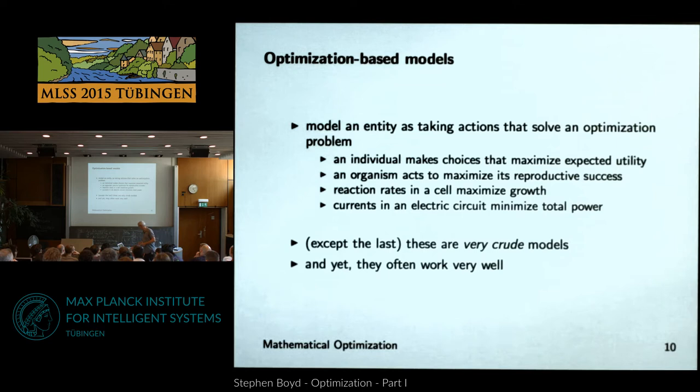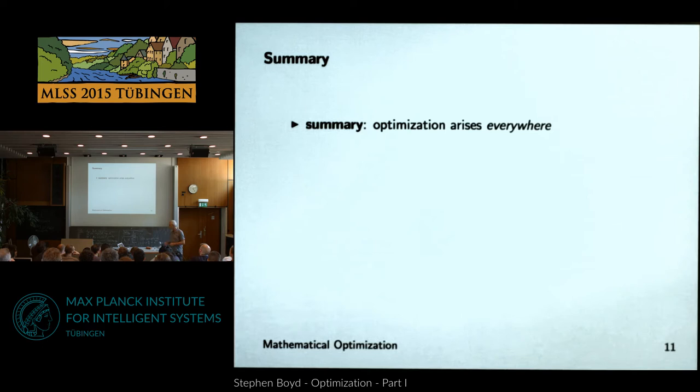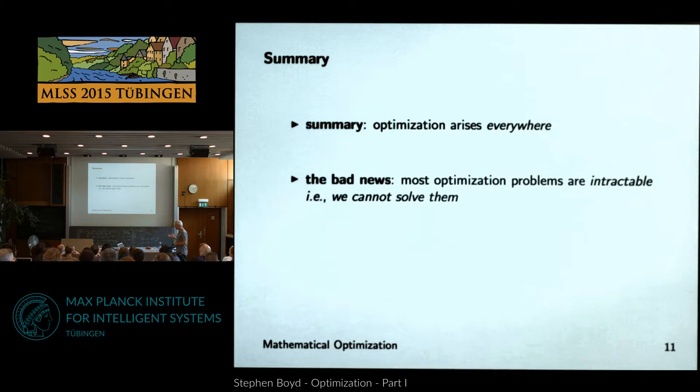So the summary is optimization comes up everywhere. That's the main point here. And now the bad news. You can't solve any problems, right? So that's the bad news, right?